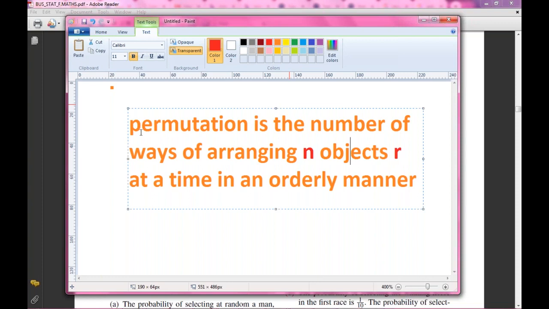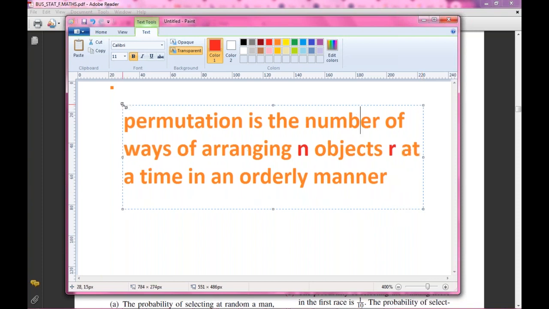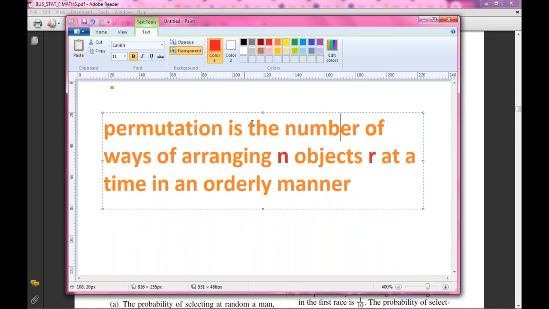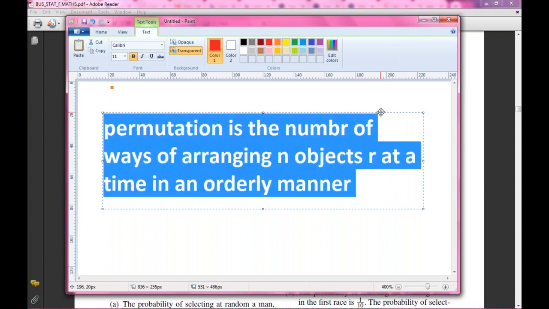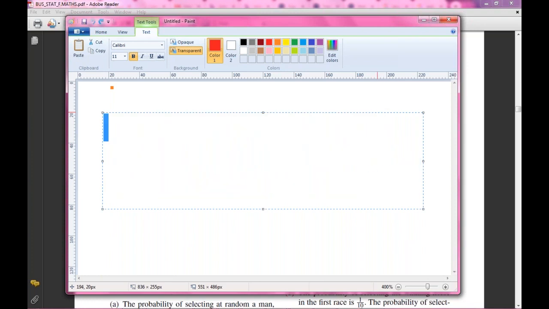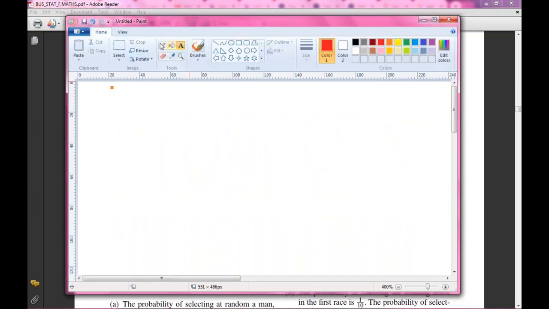So permutation is the number of ways of arranging n objects r at a time in an orderly manner. That is just the simple basic definition of permutation. Now we are going to consider the mathematical expression for permutation.